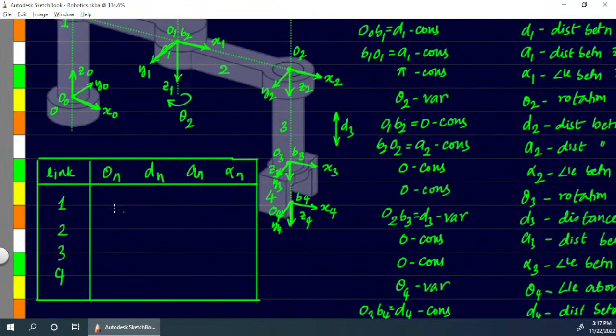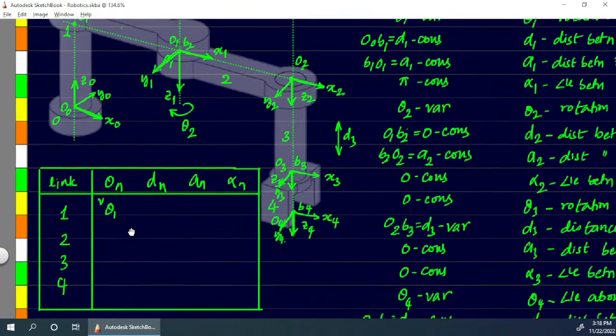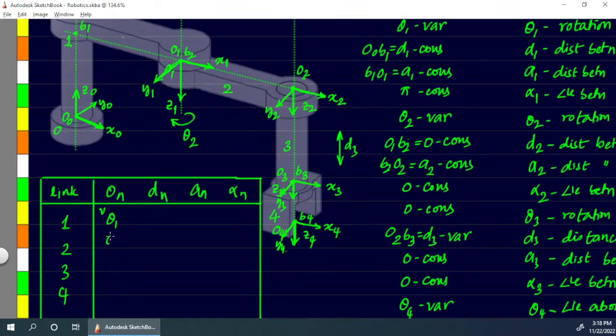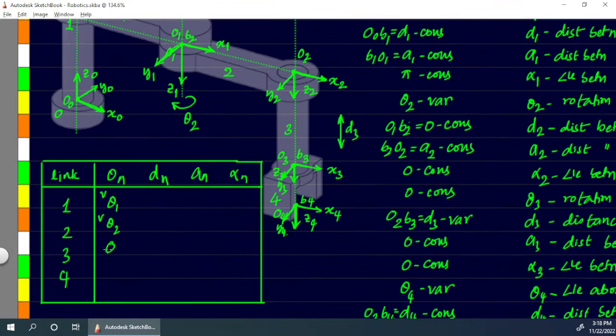So theta 1 is a variable. You can just put a v at the top there. And theta 2 is also a variable. Theta 3, you can see it's fixed at 0, so just put it as constant. And then theta 4 is again a variable. So that's about the first one.